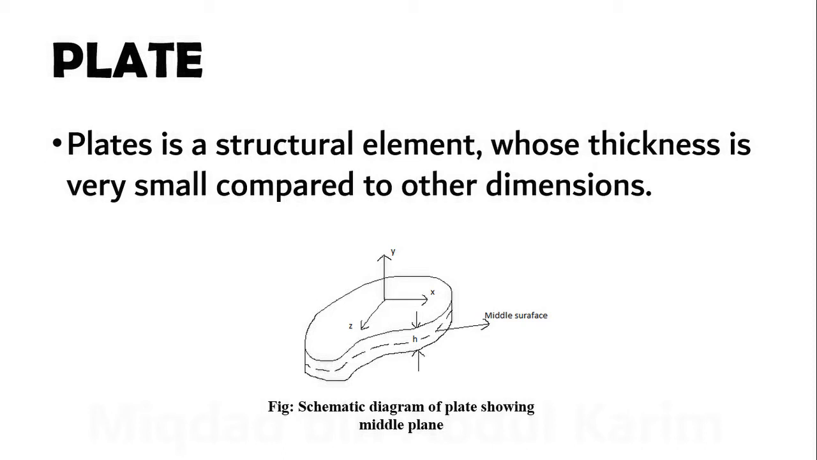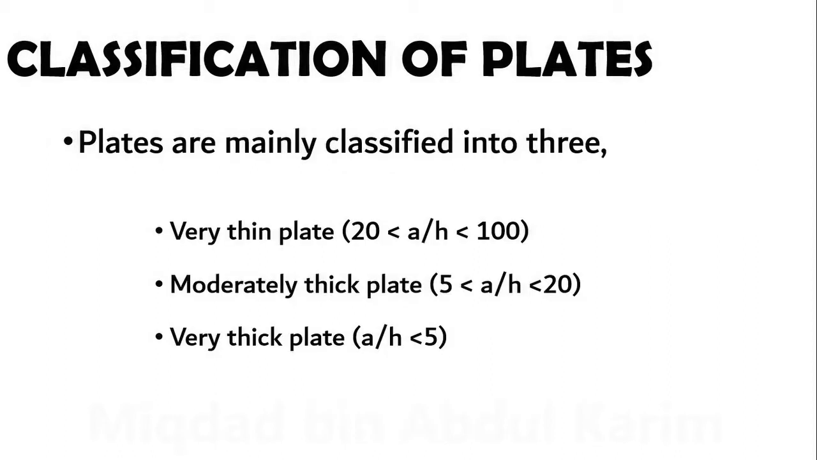Plates are found in different shapes: rectangular, circular, elliptical, triangular, and so many other shapes. Mainly, plates are classified into three types based on their A by H ratio, that is, the area to thickness ratio. The first one is very thin plate, the second one is moderately thick plate, and finally very thick plate.